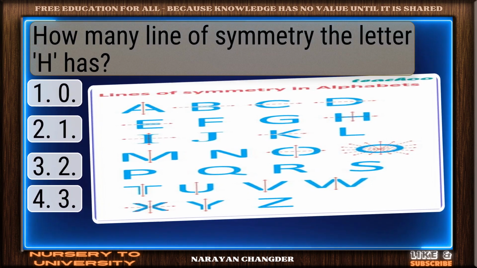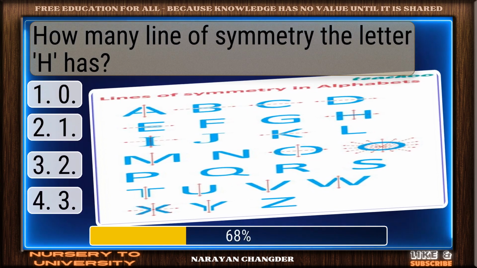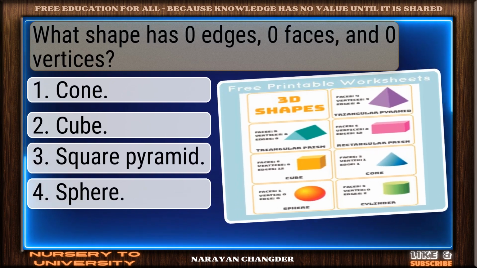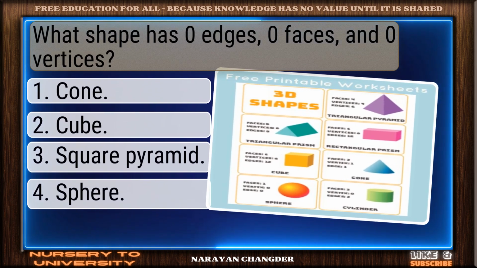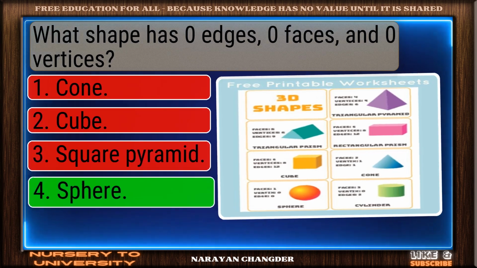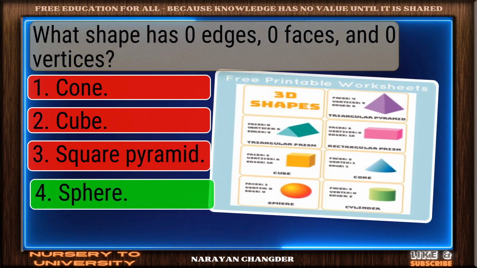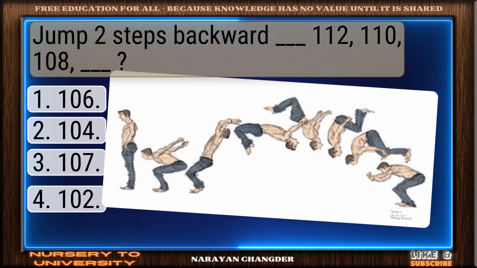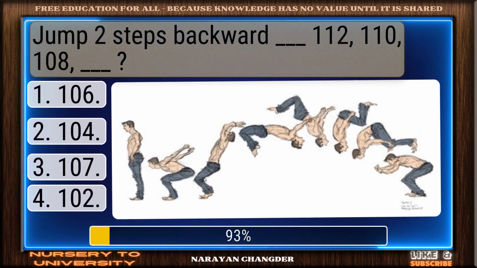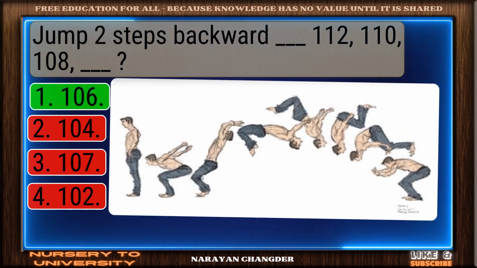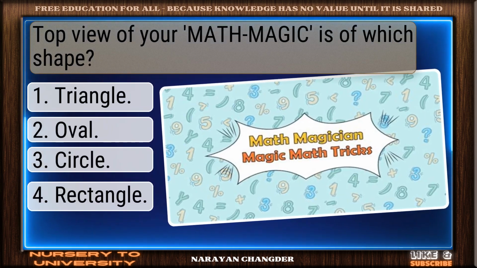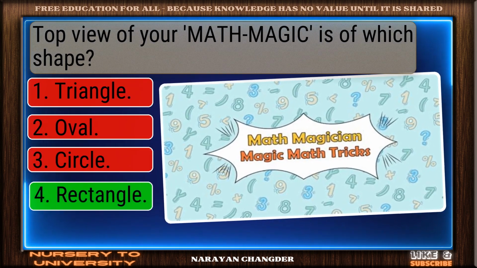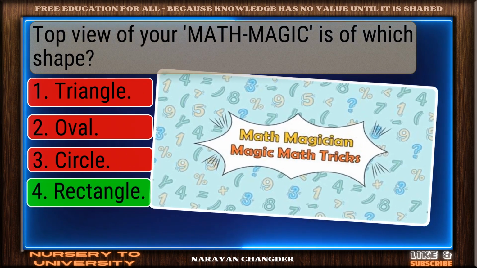How many lines of symmetry does the letter H have? You chose 2, and it is correct. What shape has 0 edges, 0 faces, and 0 vertices? Well reasoned. Sphere is the correct choice. Jump 2 steps backward, dash, 1 till 1, 10, 1 and 8 dash. Great job. 1 and 6 is the accurate answer. Top view of your math magic is of which shape? Great thinking. Rectangle is the right choice.